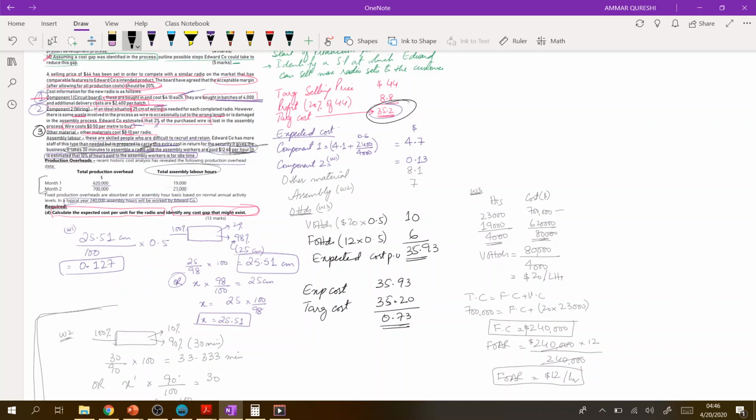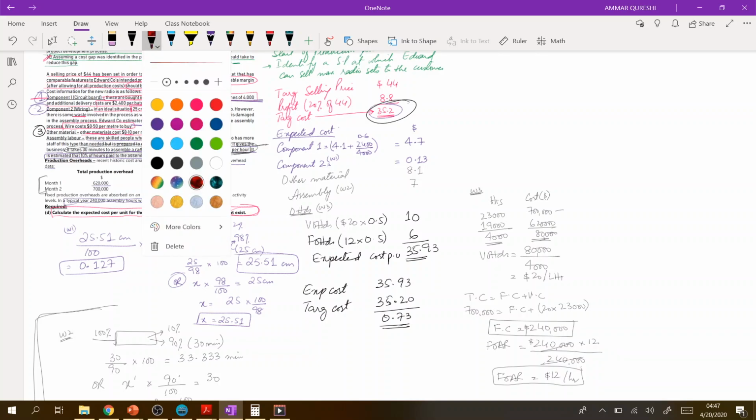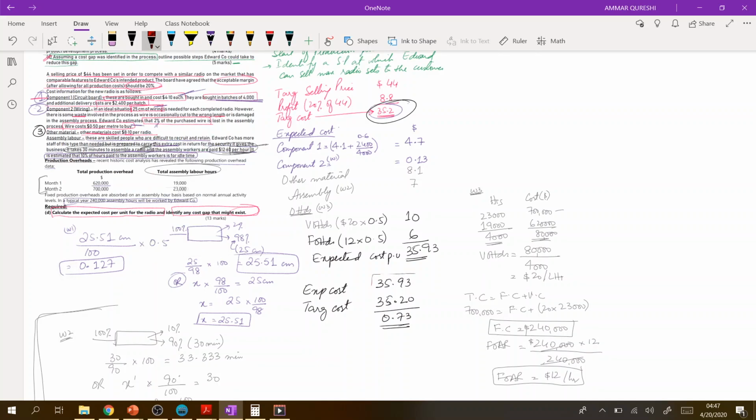Try to think, is this a cost gap? I mean, does a cost gap exist in this situation? Because a cost gap is when your expected cost is higher than the targeted cost. Is that the situation? Yes. I am expecting that the company will manufacture this product at 35.93, right? And this 35.93 is higher compared with 35.20. So this is basically the cost gap. So yes, a cost gap exists.